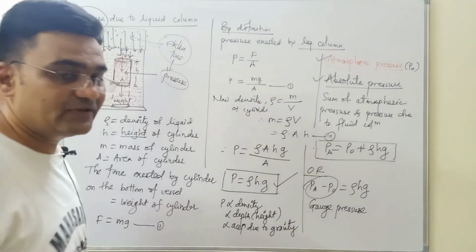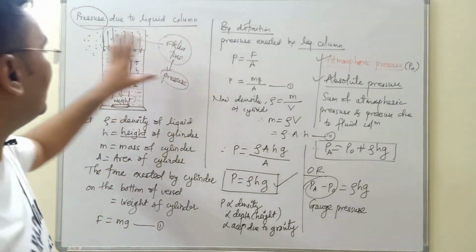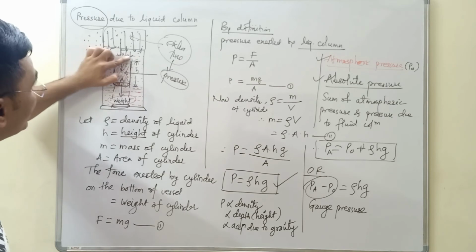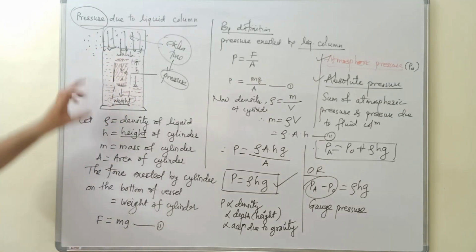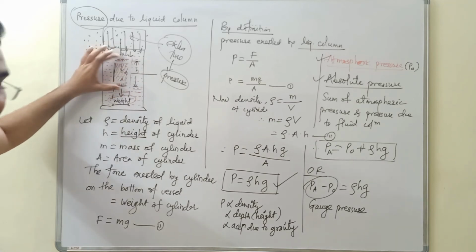What we have done, in very simple words, is calculate the pressure exerted by this fluid column on the surface. That fluid column is nothing but an imaginary cylinder we have taken.